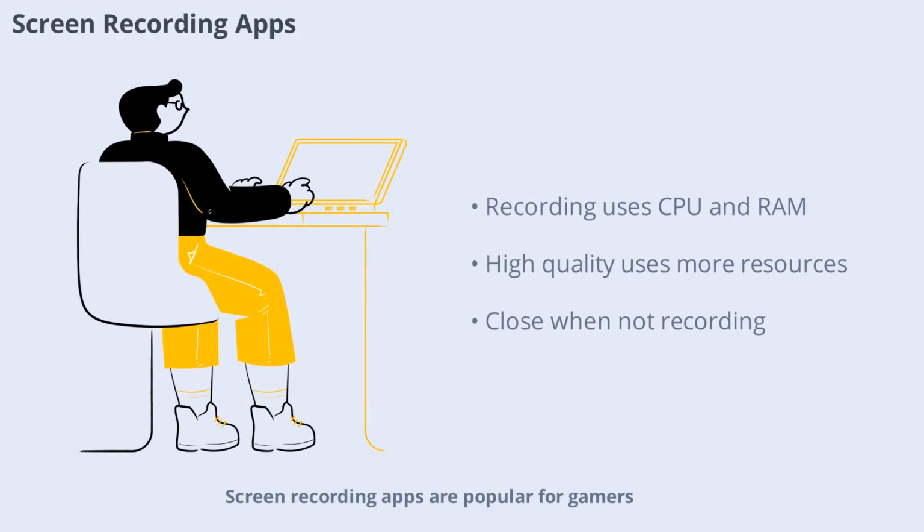Screen recording apps are popular for gamers who like to record or stream their gameplay. However, these apps can use a lot of CPU and RAM, especially if you're recording in high quality. If you don't need to record, it's best to close these apps while gaming. This frees up resources and can help your game run more smoothly.